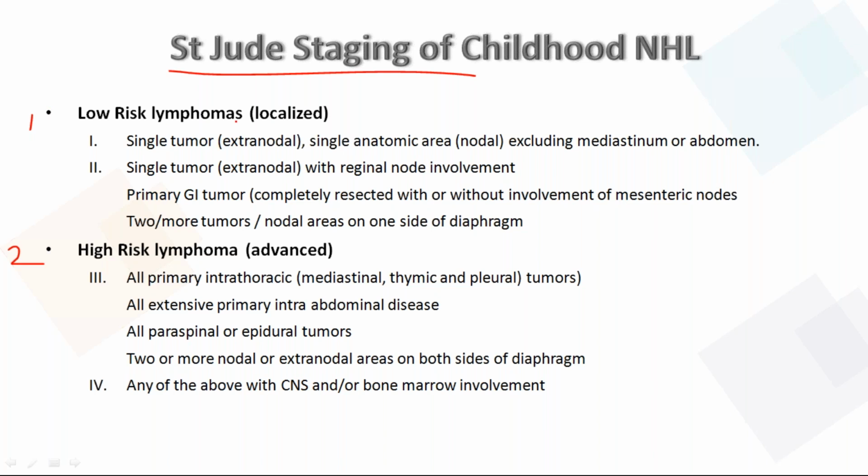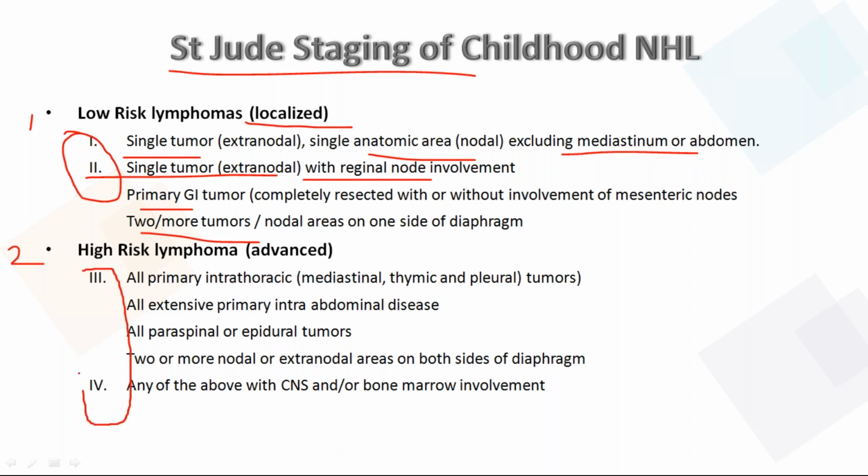So the first category is localized. It is called localized when it is a single tumor, extranodal or a nodal single anatomic area, and not involving the mediastinum or abdomen. That is stage 1. Stage 2 is again a single tumor but with regional node involvement, or a primary GI, or 2 or more tumors. All these things again come under the localized area only.